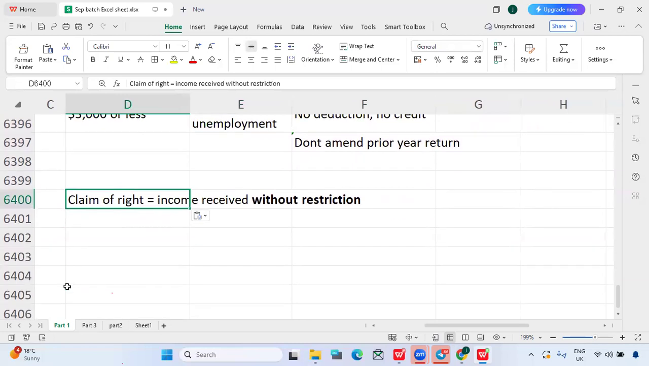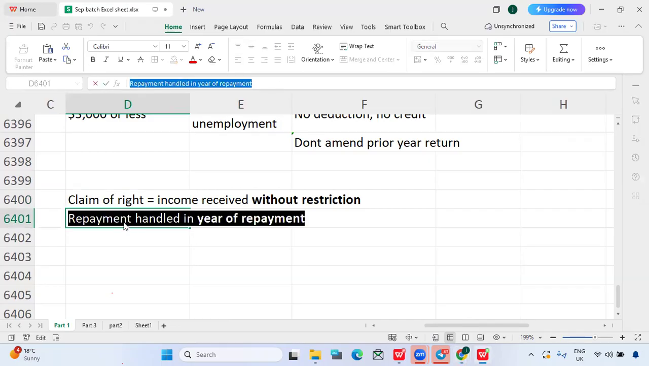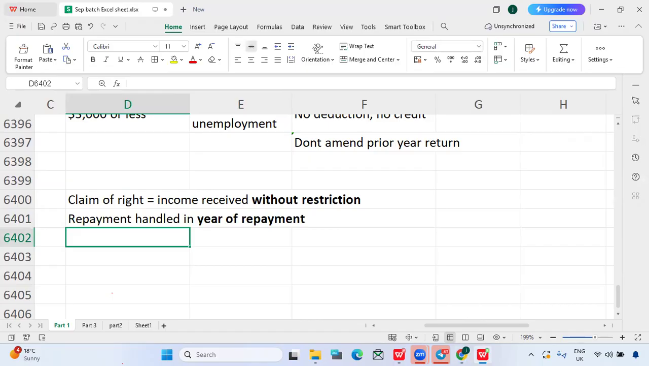So the claim of right doctrine we have seen. Income received without any restrictions is the claim of right. Repayment is handled in the year of repayment. So whenever we are paying, only then will we apply this repayment. And also over 3,000, what we have seen is section 1341.